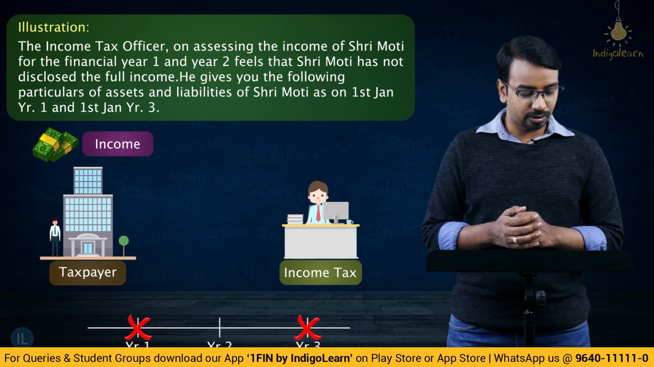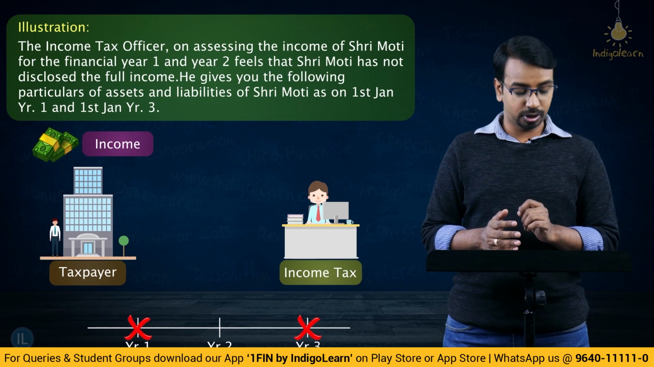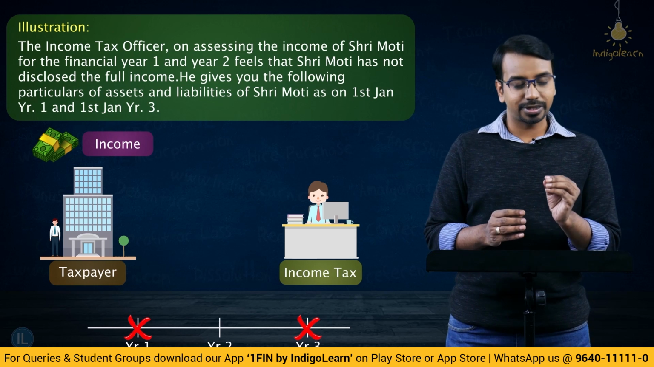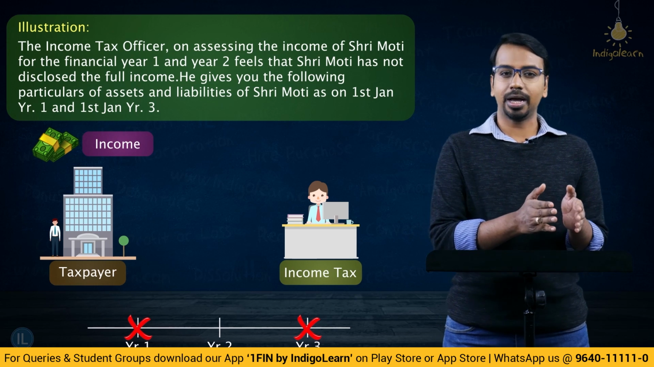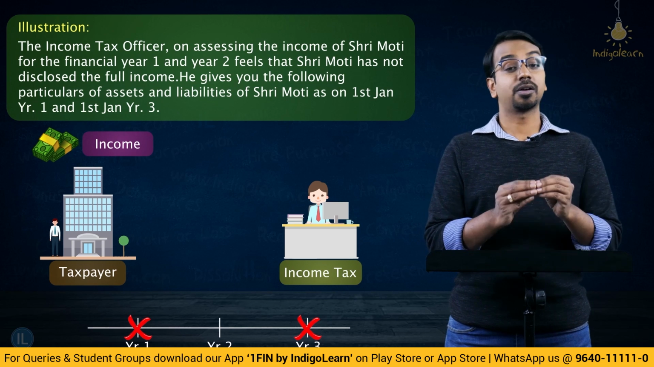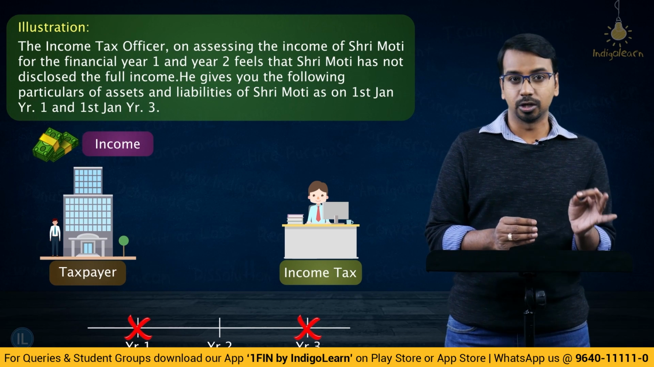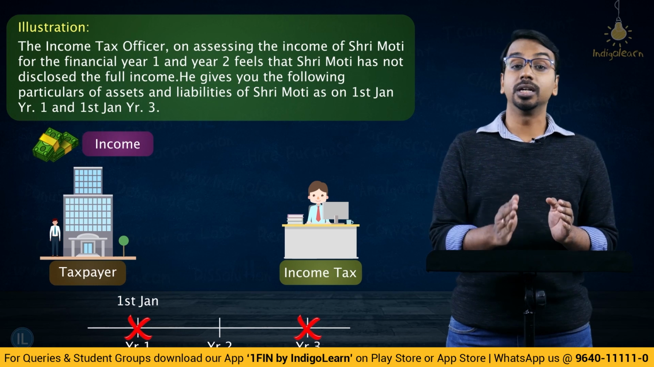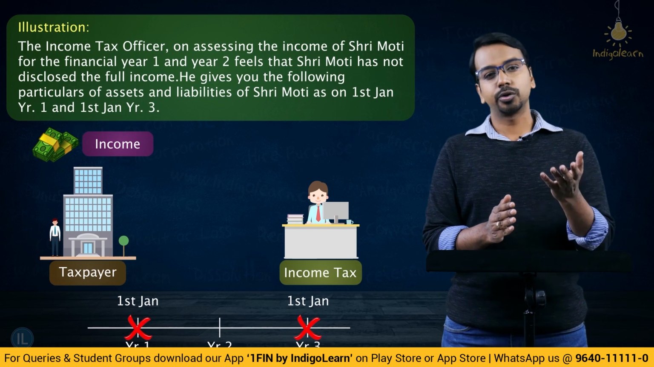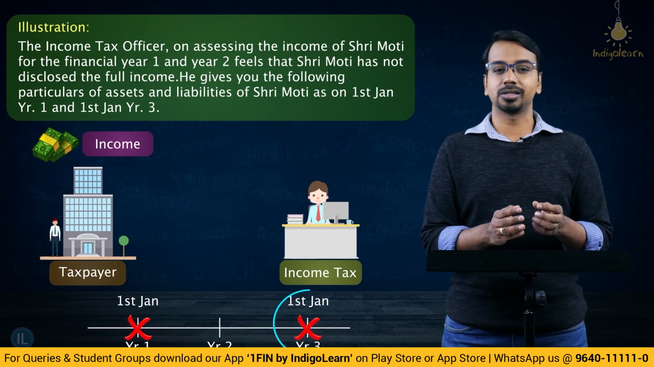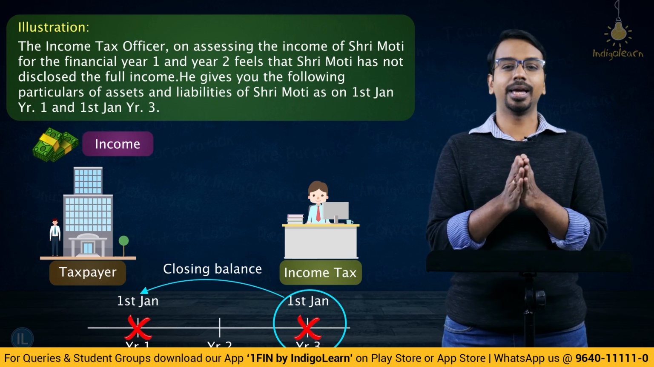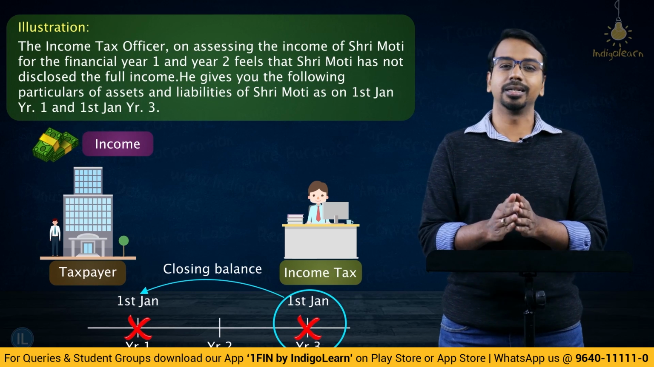He gives you the following particulars of assets and liabilities of Shri Moti as on 1st of January of year 1 and 1st of January of year 3. So what do you have? The income is for the period year 1 and year 2. You have been given the details of assets as on 1st of January of year 1 and 1st of January of year 3. So the balances as on 1st of January of year 3, you can consider it to be the closing balances on 31st of December of year 2. So we are talking about 2 years, year 1 and year 2, and we have the calendar year as the financial year.